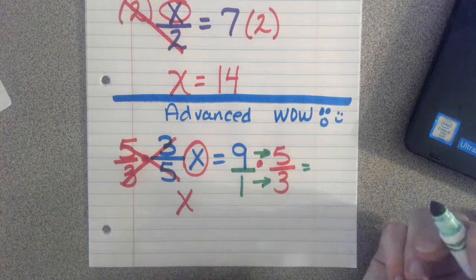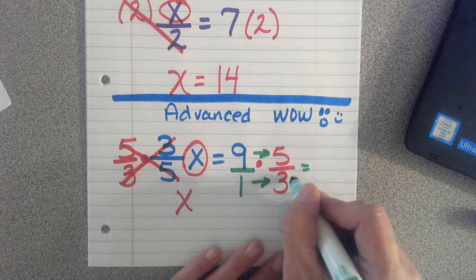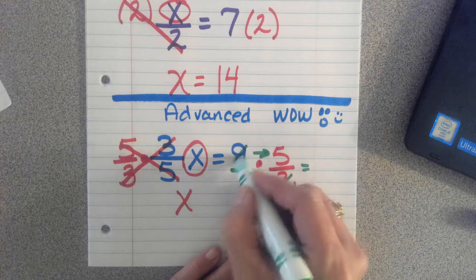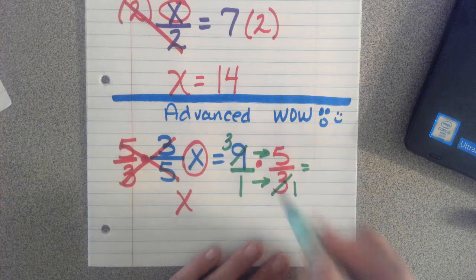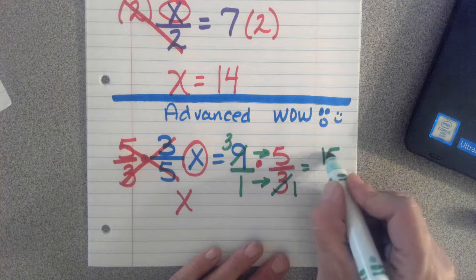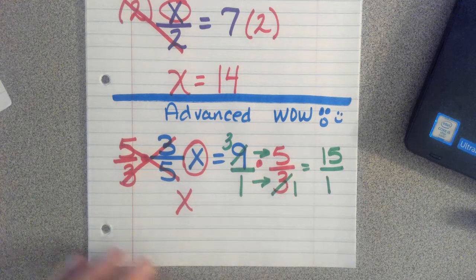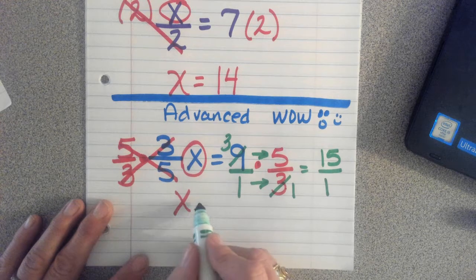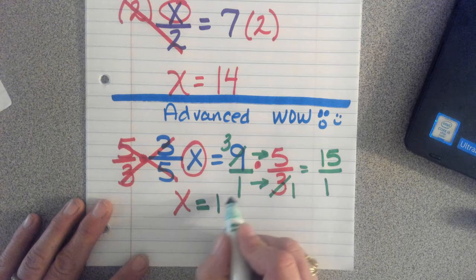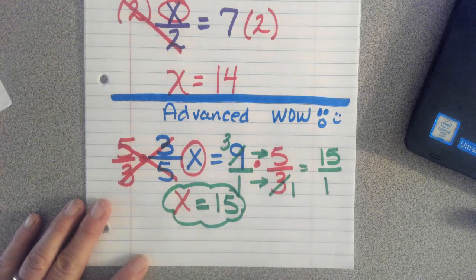Okay. If you like, you can cross-reduce the 3 and the 9 to give you a 1. 3 divided by 3 is 1. 9 divided by 3 is 3. Now I'm reduced. 3 times 5, 15. 1 times 1, 1. So my x on the left is going to equal 15 divided by 1 on the right, which is 15. X equals 15.